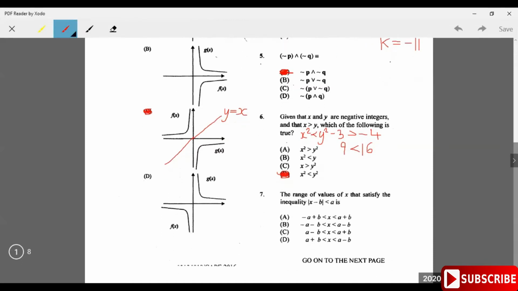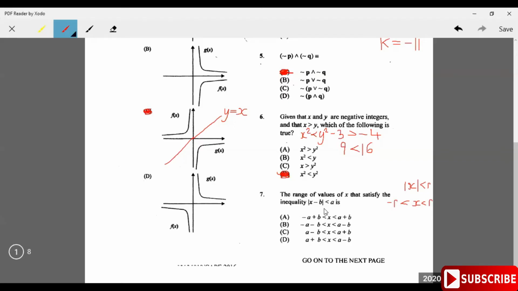Question 7. Question 7 is asking us for the range of values of x that will satisfy this inequality. This is a general rule with inequality: whenever the modulus of x is less than r, then x is between r and minus r. That's a rule. This is a rule that we must know. If the modulus of x is less than r, then x is between r and minus r.